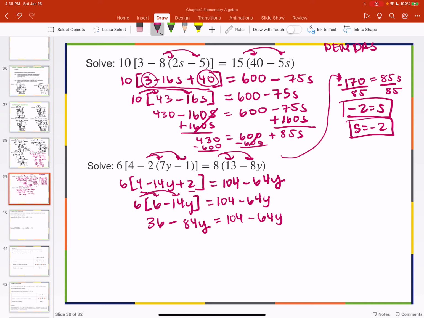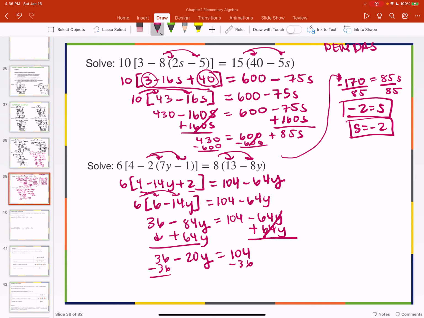So this time, I'll go ahead and move the variable to the left by adding it to both sides, right? Okay, so then here I'm going to bring this down, 36, and then I have negative 84y plus 64, that's going to be negative 20y. Is equal to 104 because this cancels out. So now I'm going to subtract 36 from both sides. And then I have here negative 20y is equal to, and then 104 minus 36 is what? Let's go brain. That's going to be 68.